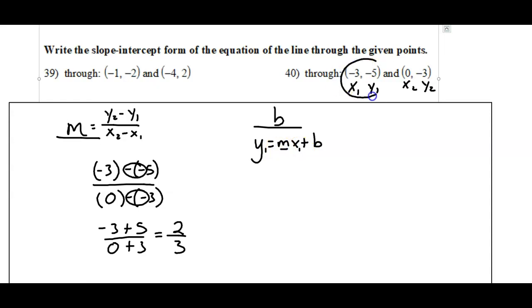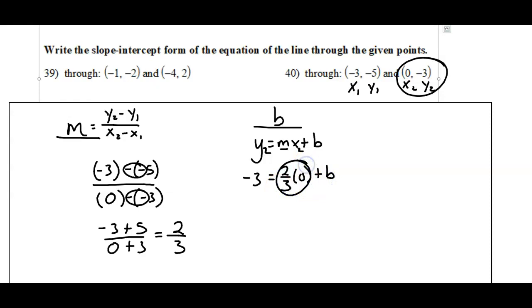Now you could plug in x1 and y1. You could also plug in x2 and y2. It doesn't matter which pair you plug in. I'm going to pick the 2's this time. So let's do that. Negative 3 is my y2. My slope that I found in my first step is 2/3. My x2 is 0. And we're ready to solve.